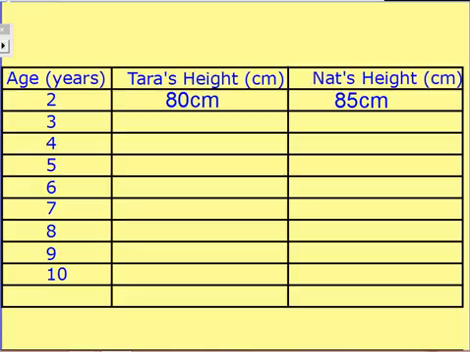Nat grew quickly until about 4 years old. So I'm going to just put a little dot here because I know I need to remember he grew quickly from here to here, and then he grew at a steady rate from there all the way down to here. So this became that steady, constant rate. Now it's your turn with your partner to try and figure out what their height would be at every age by following the rules.